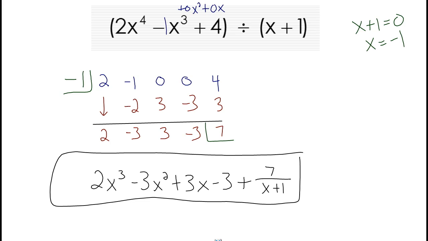Hopefully you're starting to get used to the process and you're seeing, oh, I can do that. It's bring down, multiply, add, multiply, add, multiply, add, multiply, add, all the way to the end. You have to be careful. It's easy to make a mistake when you're repeatedly multiplying and adding. It's easy to do something incorrectly. But just go slow, take it easy, and try not to make any mistakes.